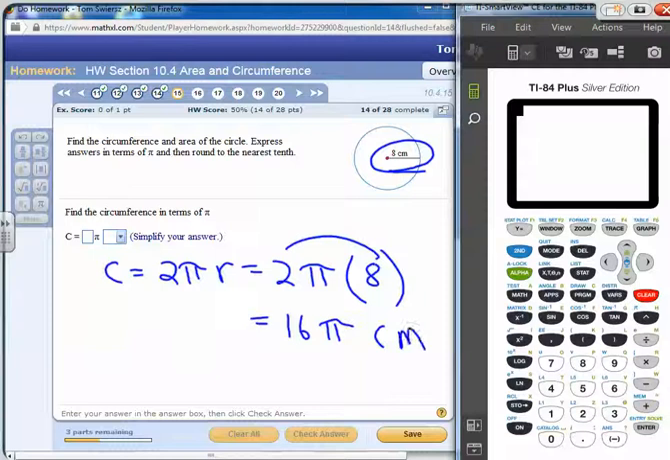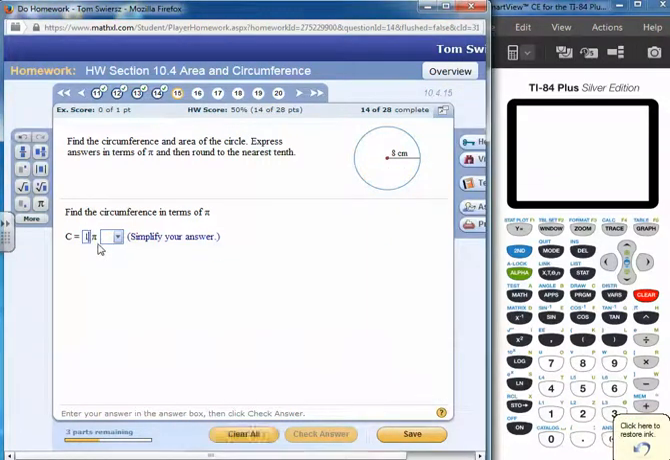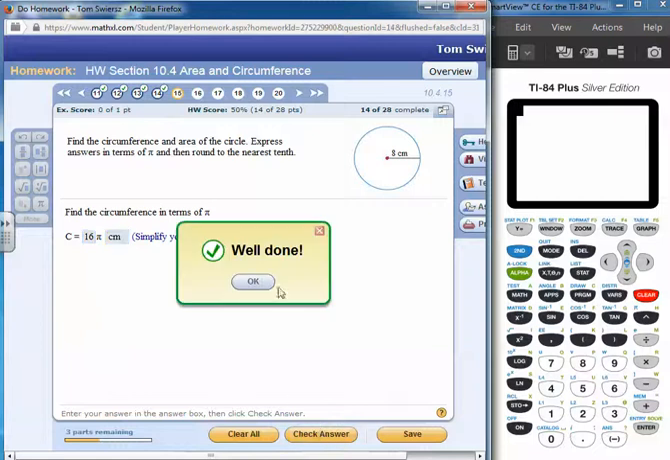So now we can just take 2 times 8 is 16 pi, and it's a linear measure, it's centimeters. Again, we're going to leave our answer in terms of pi, so we're just going to put in 16 for the first answer. The pi is already there, so all you have to do is put in 16 and then put the units. It's a linear measure, the distance around, so it's in centimeters.